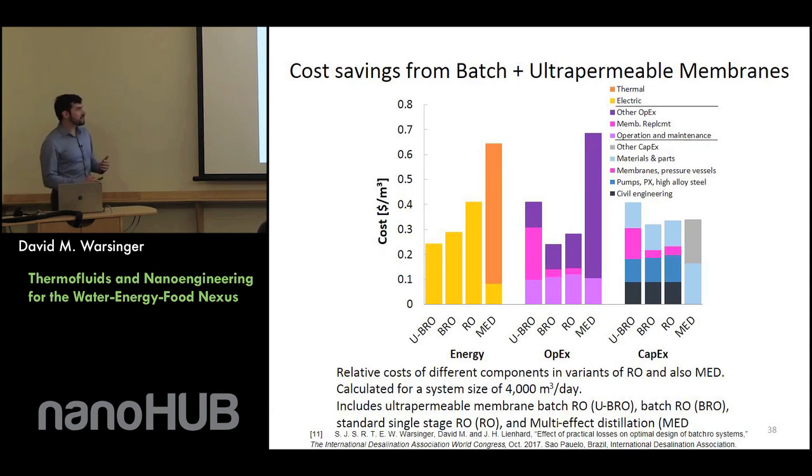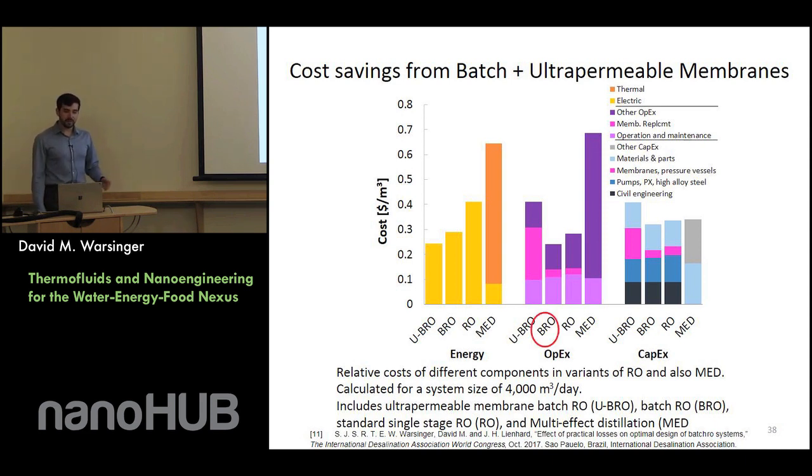And finally, for these systems, I want to look at costs. With these batch systems and ultra-permeable batch or UBRO systems, we're dramatically improving the cost versus RO or MED, multi-effect distillation, which is the cheapest thermal desalination technology. And we can find that the batch RO process is predicted to be the most cost-effective of the different possible system configurations.